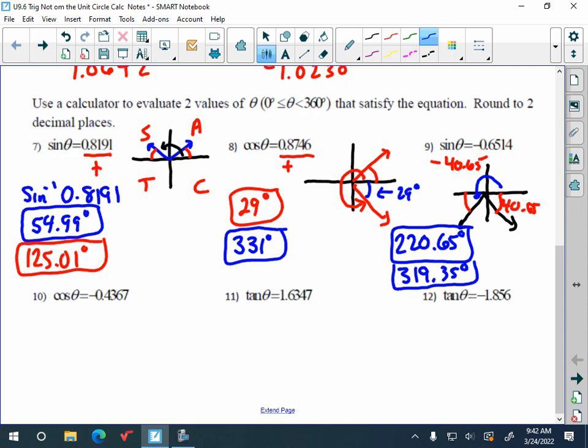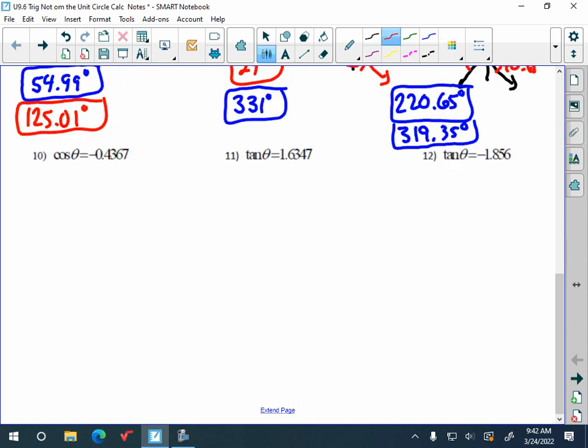All right, so let's do the cosine, and it's negative. What two quadrants is cosine negative in? That would be the x values. Okay, 2 and 3. So we know one of the angles is between 90 and 180. The other one's between 180 and 270.